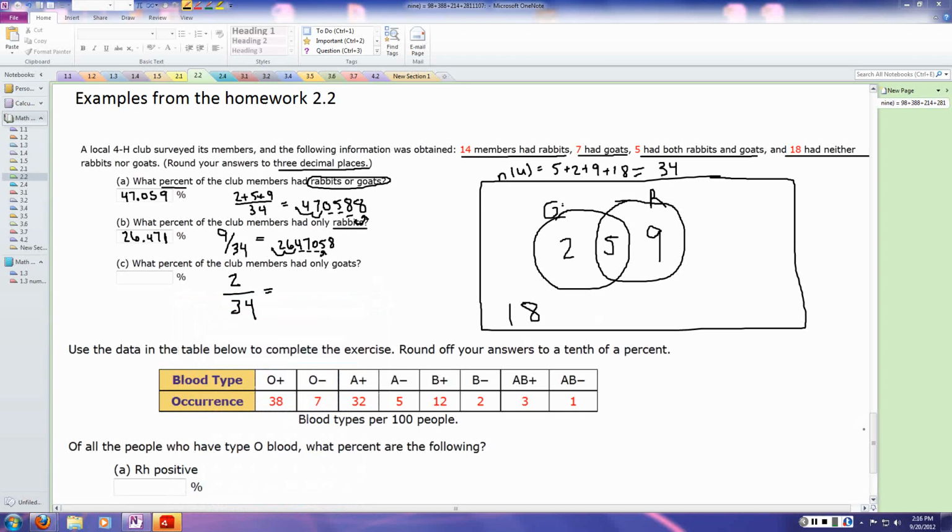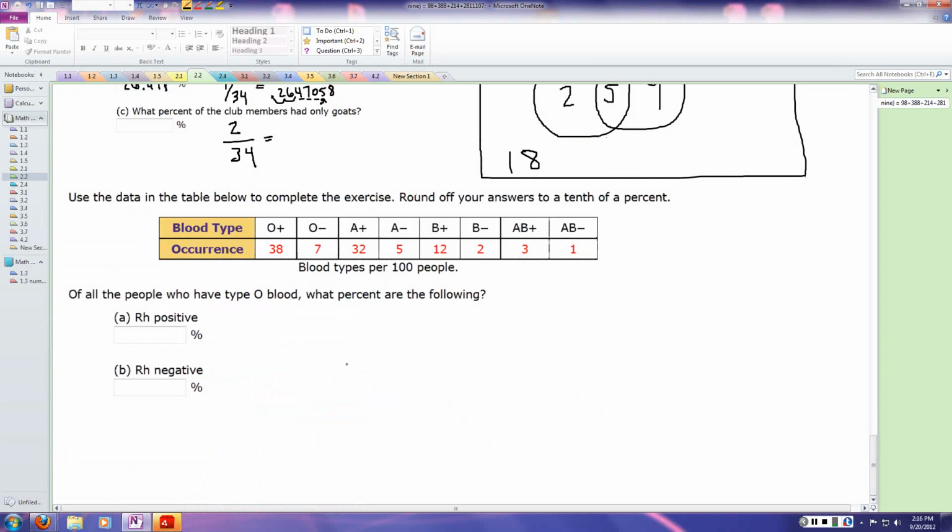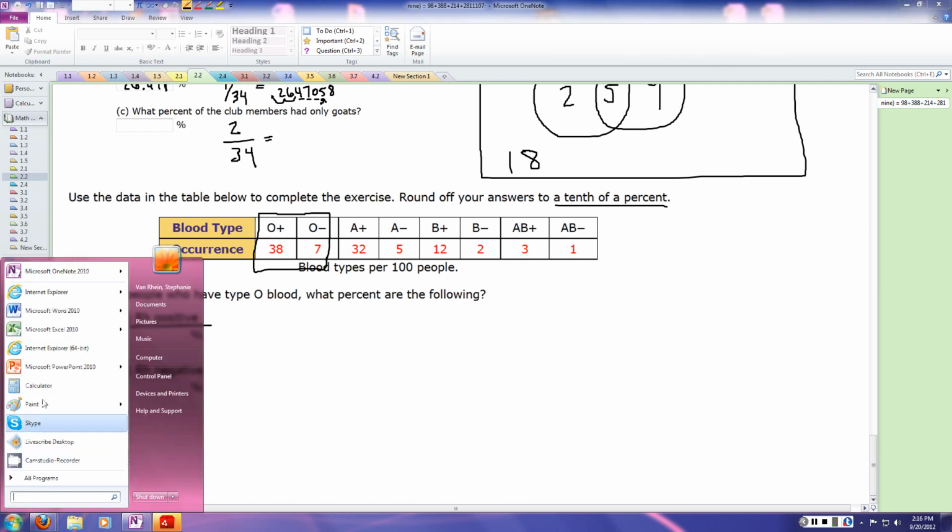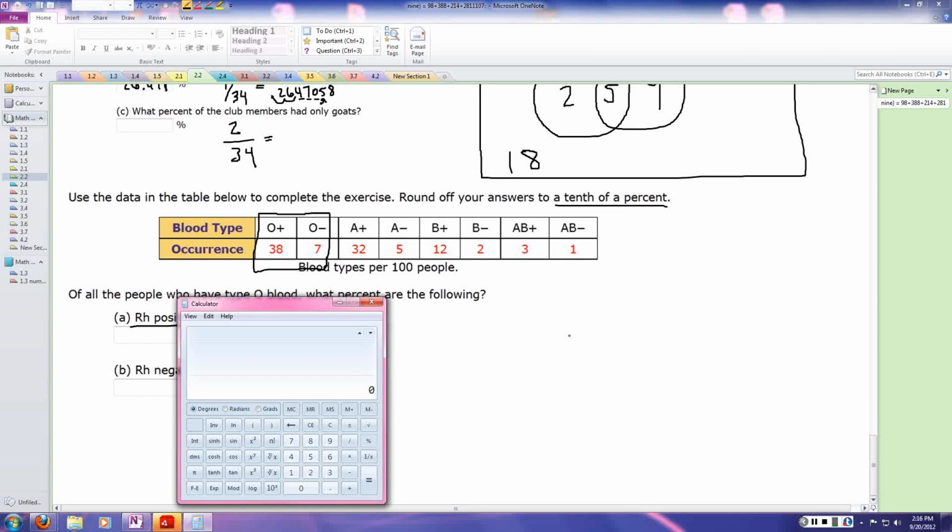The next example we're going to look at is use the data in the table below to complete the exercise and round your answer to 0.1%. So that's 1 decimal. Out of all the people who have O blood, all we care about are the people that have O blood. What percent have an Rh positive factor? Well, how many total people have O blood? If I come over here, that would be 38 plus 7, that would give me 45.